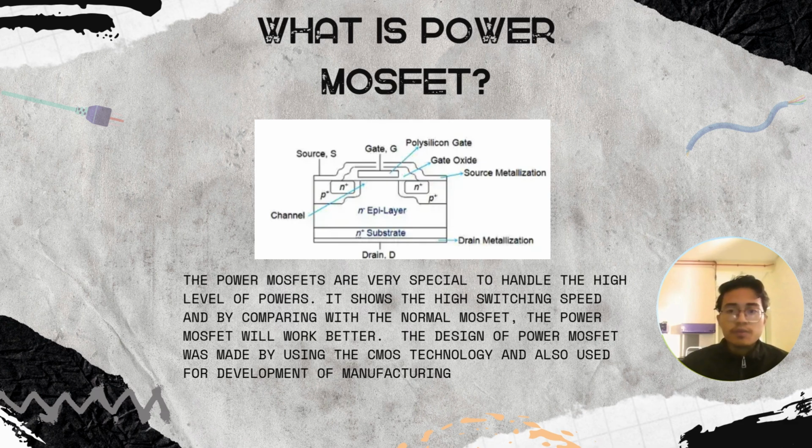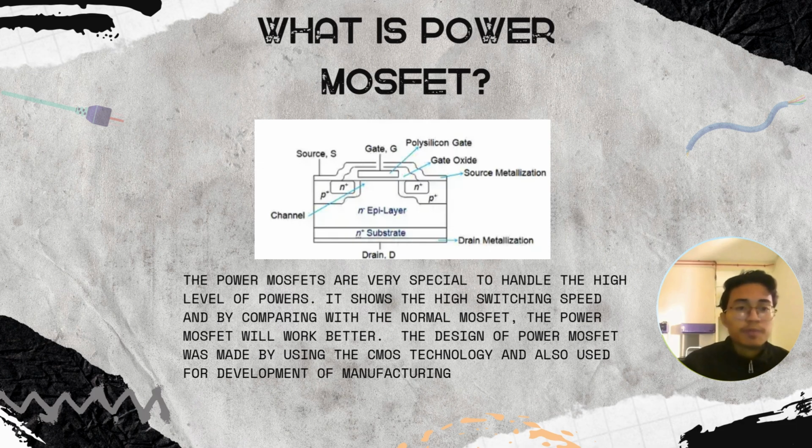Today I'm going to present about power MOSFET. What is MOSFET? MOSFET stands for Metal Oxide Semiconductor Field Effect Transistor. It is a semiconductor device which is widely used for switching and amplifying electronic signals in electronic devices.